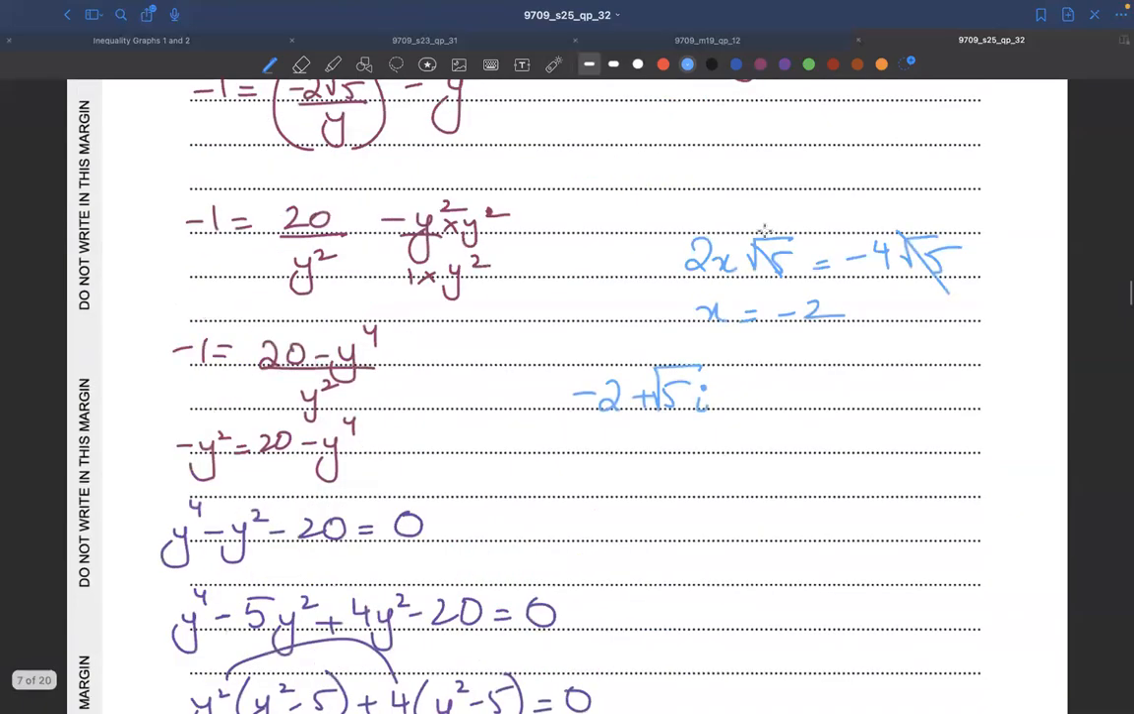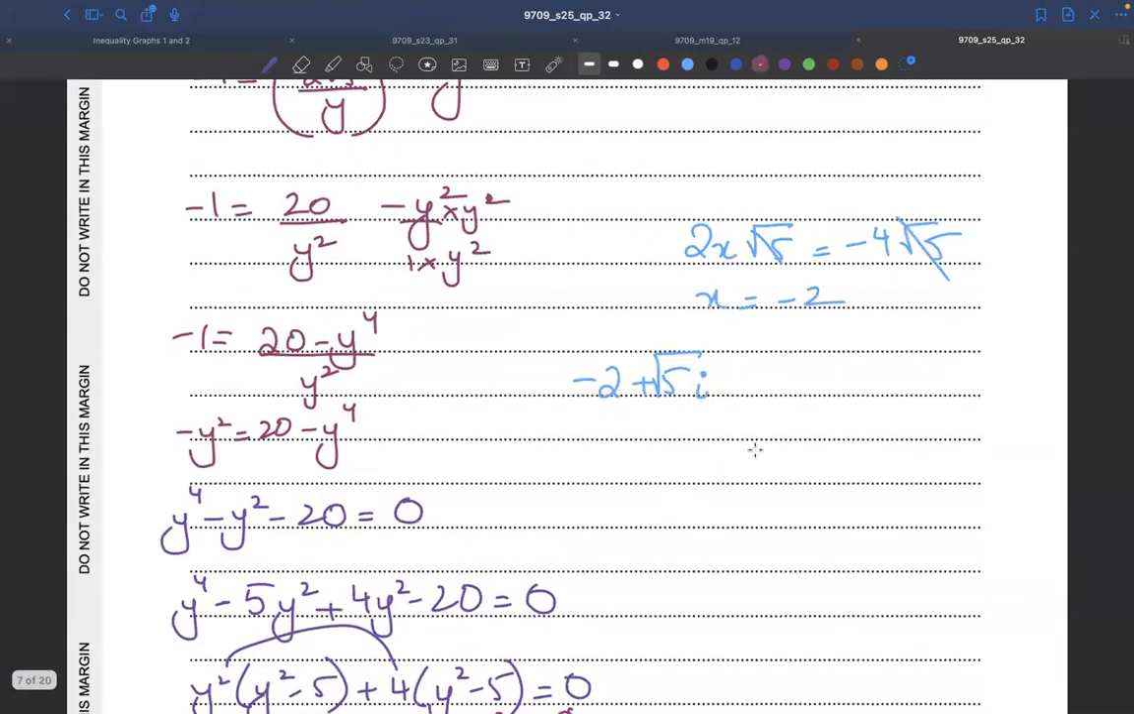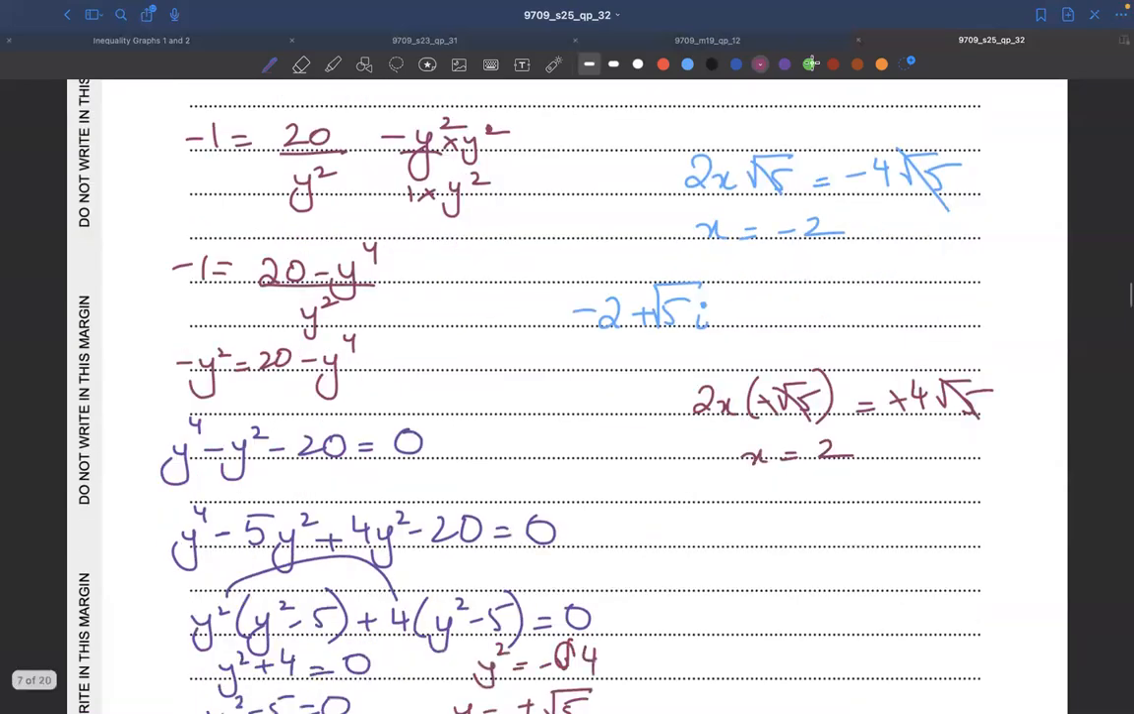So we will get 2x into minus root 5 is equal to minus 4 root 5. Root 5 cancels, negative cancels, the x value would be 2. So the other square root would be 2, and the y value was minus, so that will be minus root 5 iota. So the two square roots would be minus 2 plus root 5 iota and 2 minus root 5 iota.